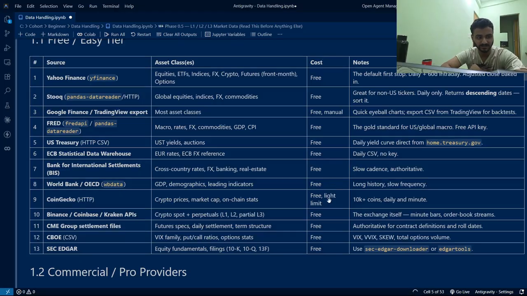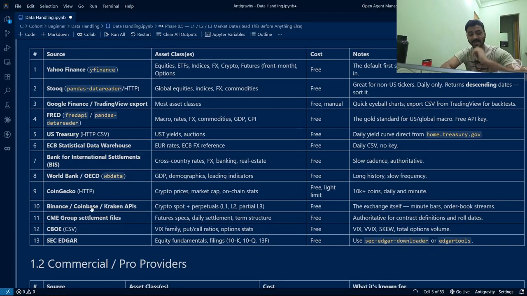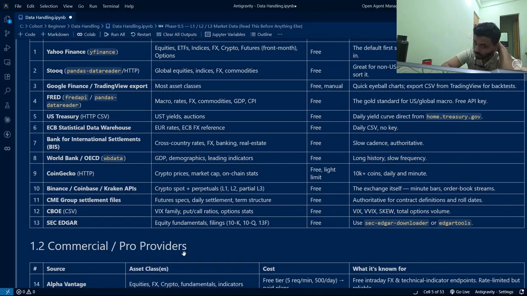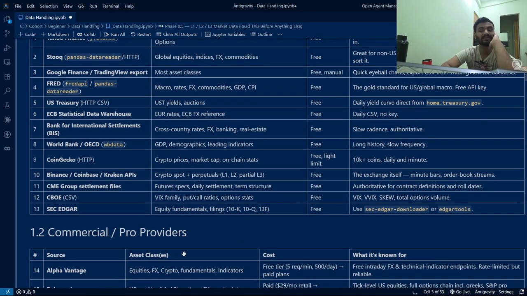It's free, with a light limit, 10,000 plus coins daily and minute data available. Then you've got Coinbase, Binance, Kraken. You will get crypto spot and perpetual L1, L2 for free, partially L3 as well. The exchange itself will give you the order book streams. Then you've got your CME Group settlement files, again future specs, daily settlement, term structure.